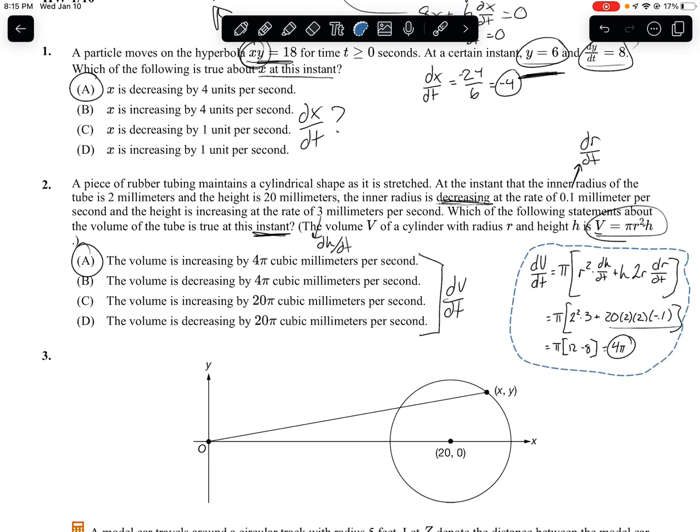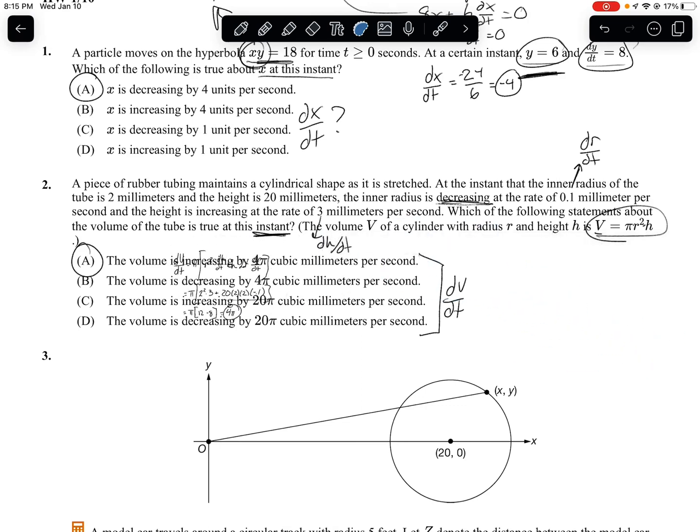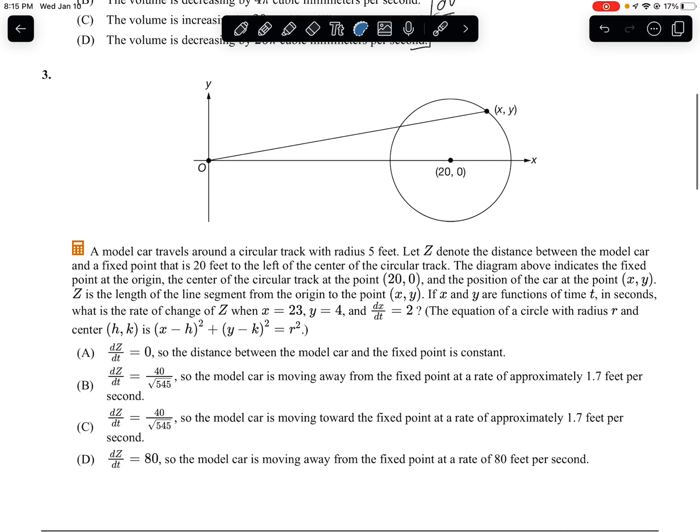Now, I'm going to shrink this and put it up here, because this next problem is going to take lots of space, as you've probably seen. So there's two separate things that we need to do.